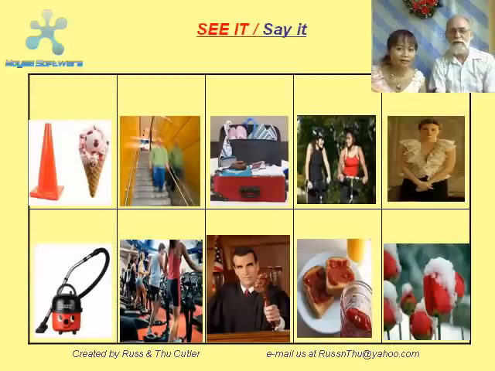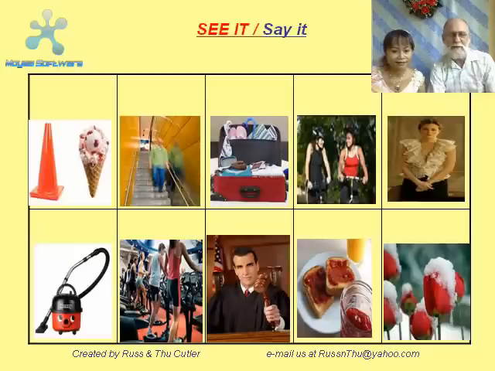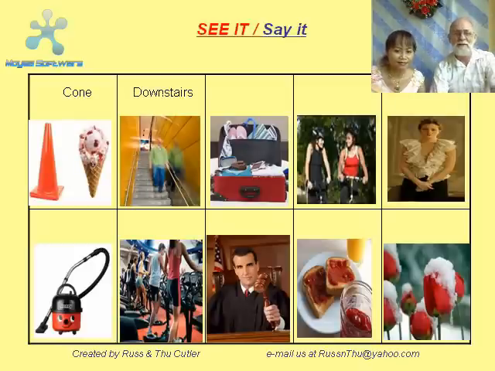Okay, next we're going to play a see it and say it game. So on this game, you just look at the picture and try to guess the name of it, what it is, before I open the word. So what is that first picture showing? Cone. Yeah, not ice cream, but we're talking about that shape, the cone. On the next picture, what is this showing? A guy walked downstairs. So downstairs is the word.